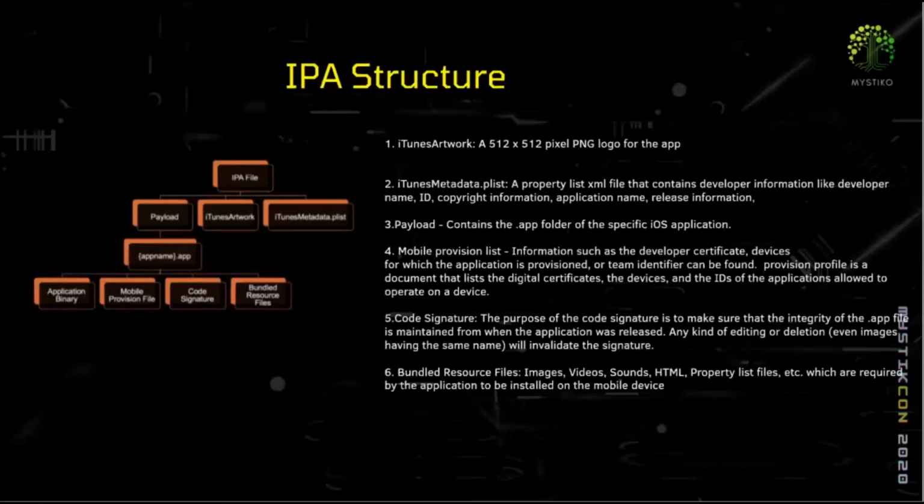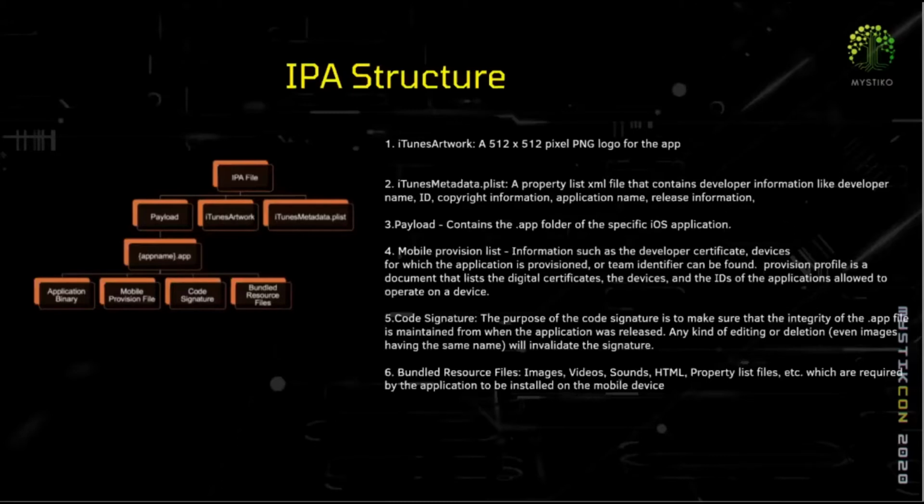So under the .app folder, we can see that the application contains images and lib files, which store the user interface and so on. Next will be the provision list.